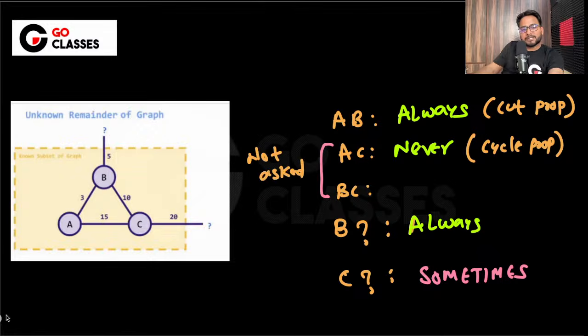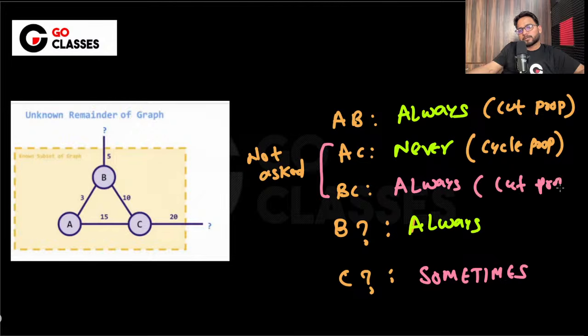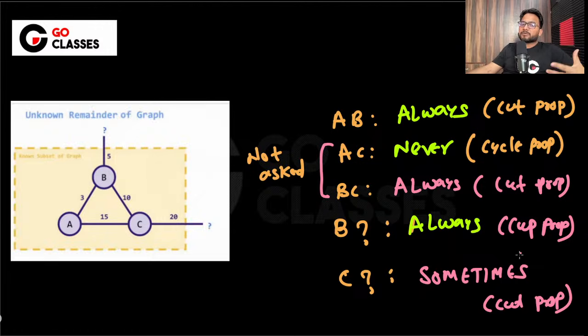What about BC? I think it is easy again to see using the cut property. If you see this cut around the C, right? Around the C, basically, if you see this cut, then this is the minimum, right? This is minimum. So that's why it is always. So you can say this is always because of cut property. This B question mark is always because of the cut property. C question mark is sometimes because of, oh, again, the cut property, right? I mean, sometimes the cut property may apply, sometimes the cut property will not be applicable depending on the valid completion, right? So this is the answer for this question.